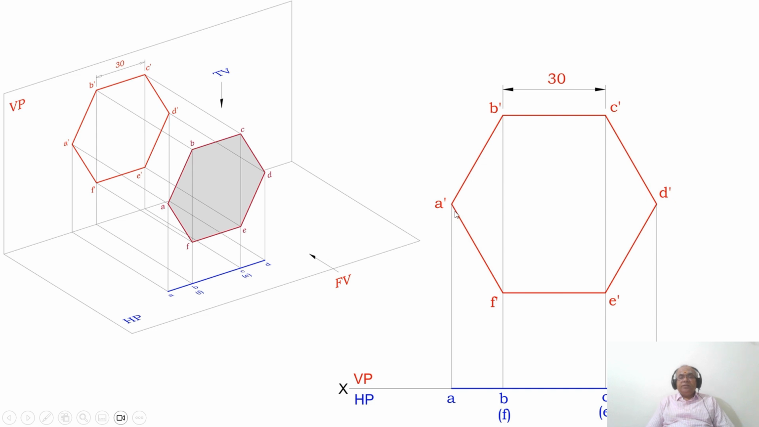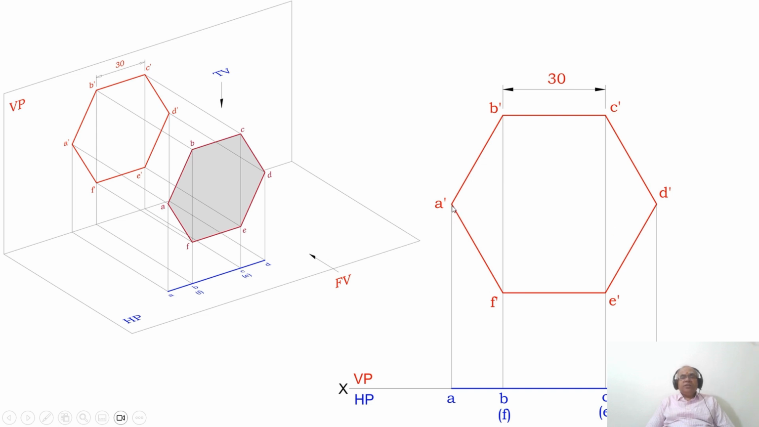You take a radius of 30 mm, you draw one horizontal line, and you take any point on that horizontal line and draw a circle of radius 30. Then this circle is going to touch the horizontal line you have drawn at 2 points. With this as center, we mark that point as A dash, and we mark that point as D dash on that horizontal line.